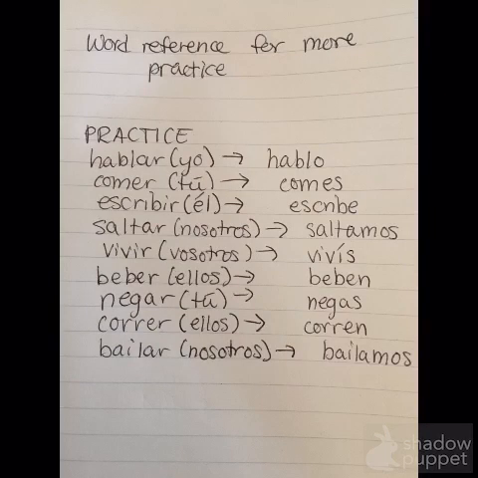So here are the answers to the practice problems. Hablar in the yo form goes to hablo. Comer in the tú form goes to comes. Escribir in the él form goes to escribe. And these are the three verbs we used before, I believe. So it's I talk, he eats, and you write. Or those are not the verbs we used, I apologize.